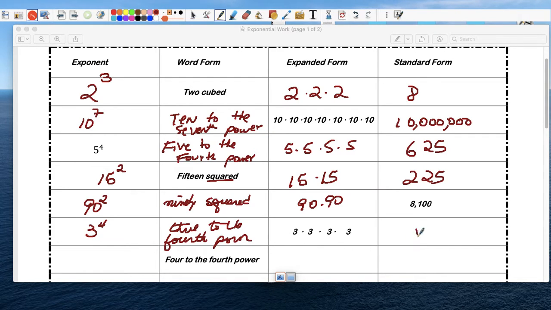Okay, and this one is 81. 4 to the 4th power. 4 to the power of 4. It's 4 times 4 times 4 times 4. And I have no idea what that is. Alexa, what's 4 to the 4th power?